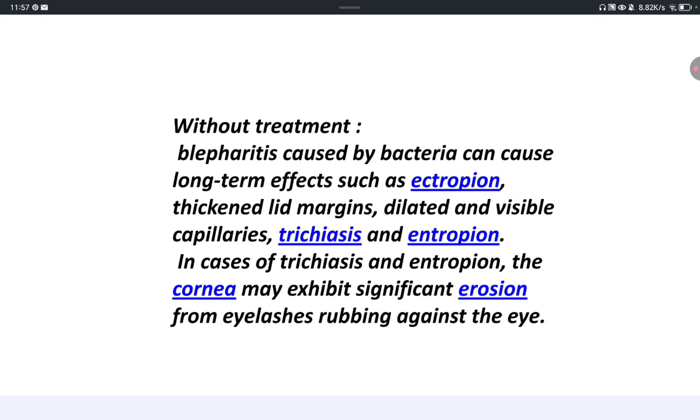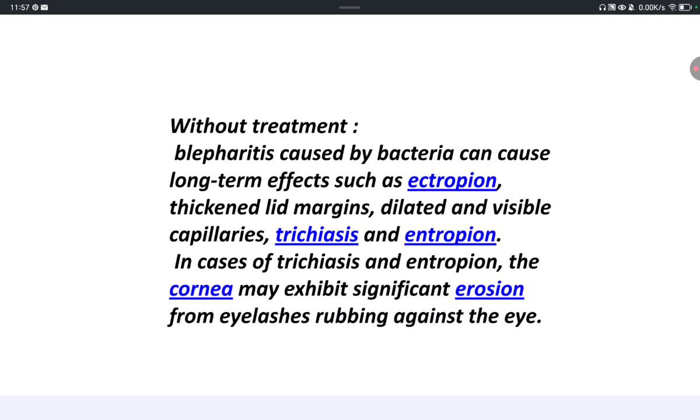Without treatment, blepharitis caused by bacteria can cause long-term effects such as ectropion, thickened lid margin, dilated capillaries, trichiasis, and entropion. In cases of trichiasis and entropion, the cornea may exhibit significant erosion from the eyelashes rubbing against the eye.